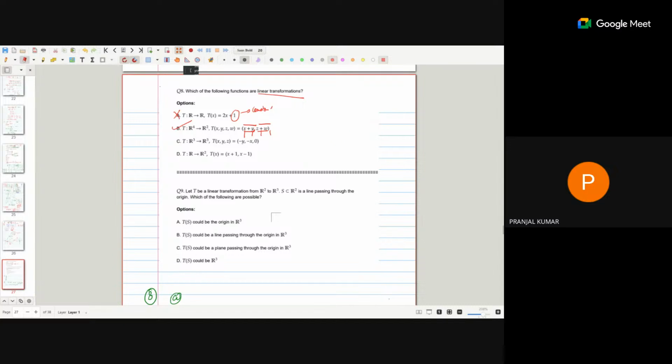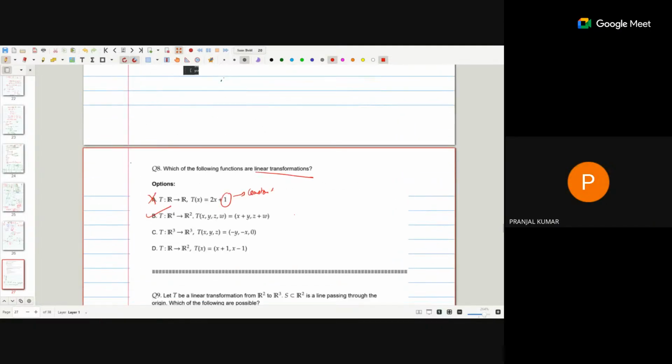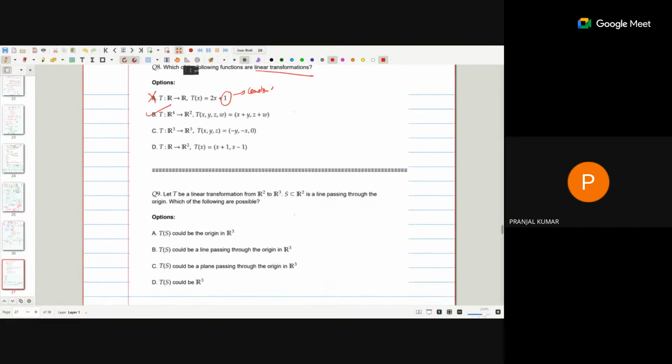If it is x square plus y square, comma, z square plus w square, then also it is not a linear transformation because this degree is 2. I said that degree should always be equal to 1. The maximum degree should only be 1. Is this clear?